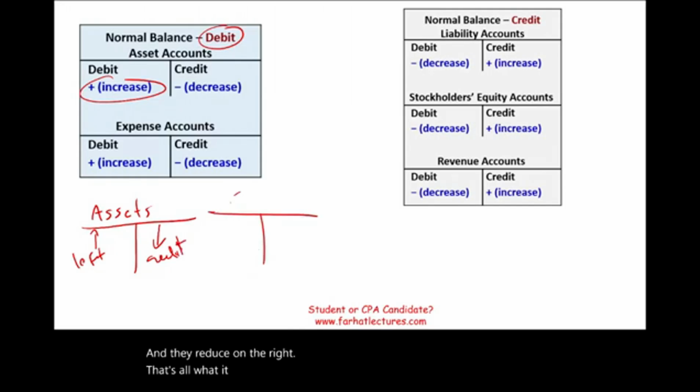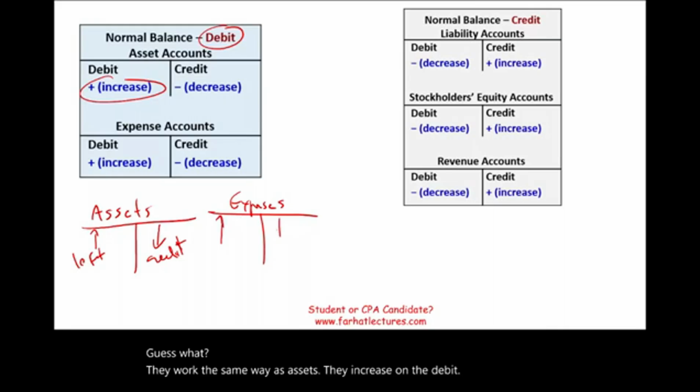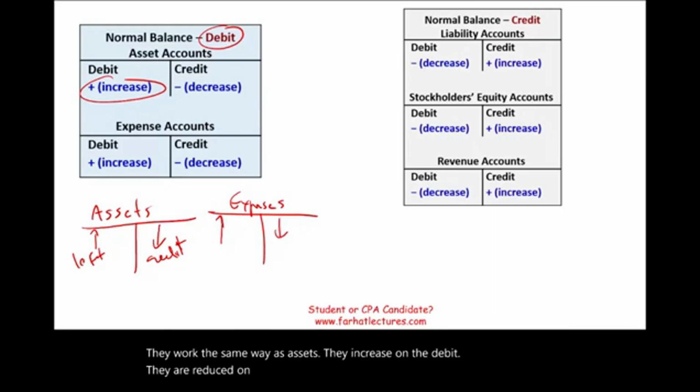Expenses. A company could have many expenses. Guess what? They work the same way as assets. They increase on the debit, and they are reduced on the credit. However, liabilities, stockholders' equity accounts, and revenues increase on the credit.